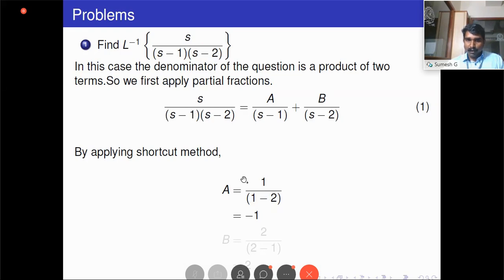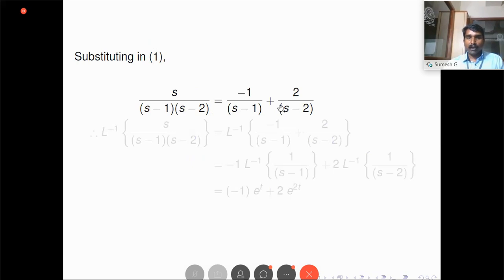So a equal to 1 divided by 1 minus 2, which is minus 1. And b is obtained by substituting s equal to 2 in the left side except the factor s minus 2. So b equal to 2 divided by 2 minus 1 equal to 2. So we have the values of a and b, which can be substituted in this equation. So substituting, we obtain s by s minus 1 into s minus 2 equal to minus 1 by s minus 1 plus 2 by s minus 2. So now denominator becomes a single term only.